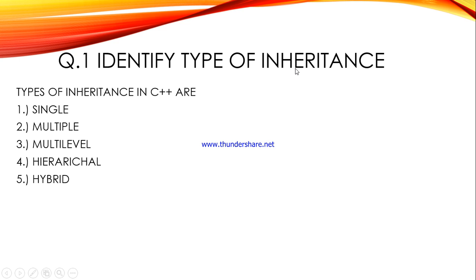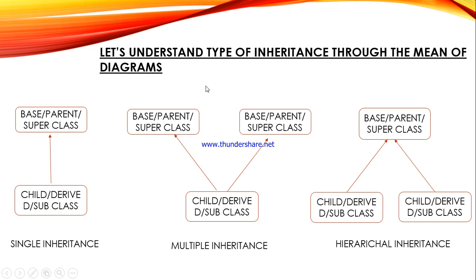So, identify the type of inheritance. First of all, let us understand how many types of inheritance are present in C++. There are 5 types of inheritance: single, multiple, multi-level, hierarchical, and hybrid. Let's understand all these types by means of diagrams.